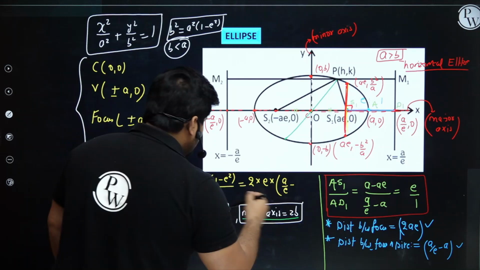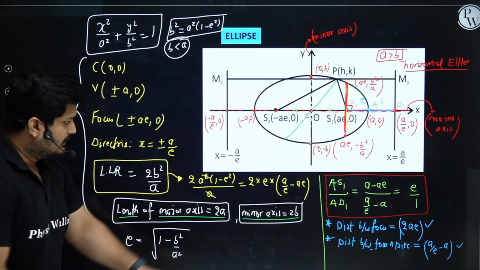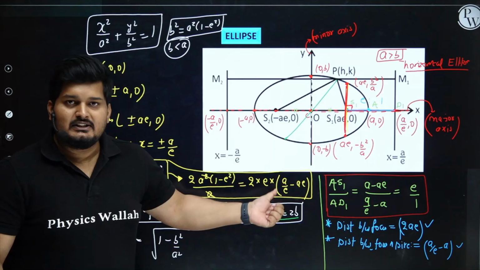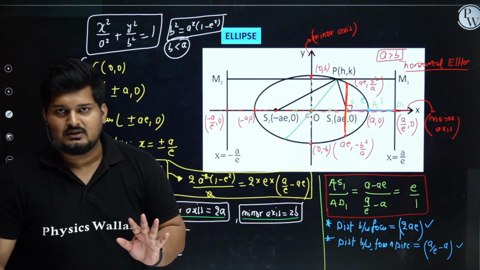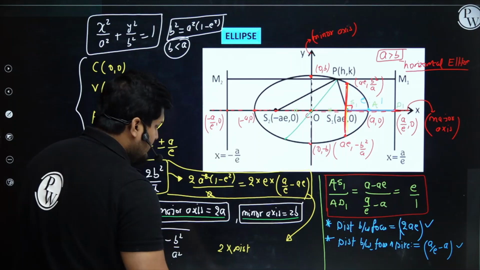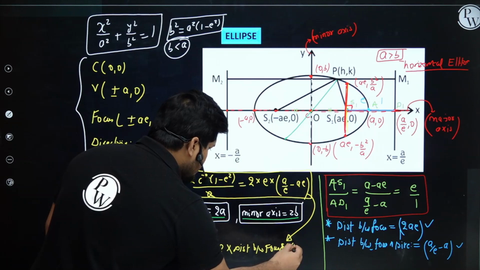Now just look at this expression, guys. Can I say that the length of latus rectum is nothing but twice the eccentricity into the distance between, what is a/e minus ae? That is the distance between focus and directrix. So can I say that the length of latus rectum is also equal to twice the distance between focus and corresponding directrix multiplied by eccentricity, right?